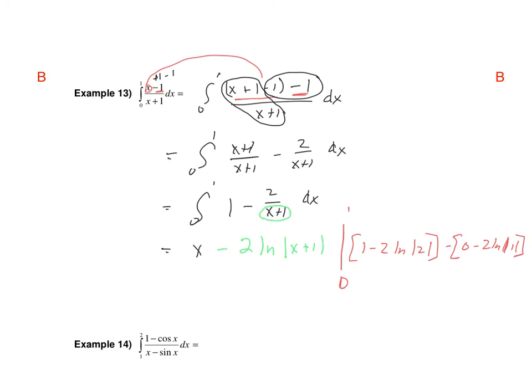All right, and now some natural log simplification. Natural log of 1 is a 0. Okay, so then this back bracket is really just a 0. So then I have 1 minus 2 natural log of 2.